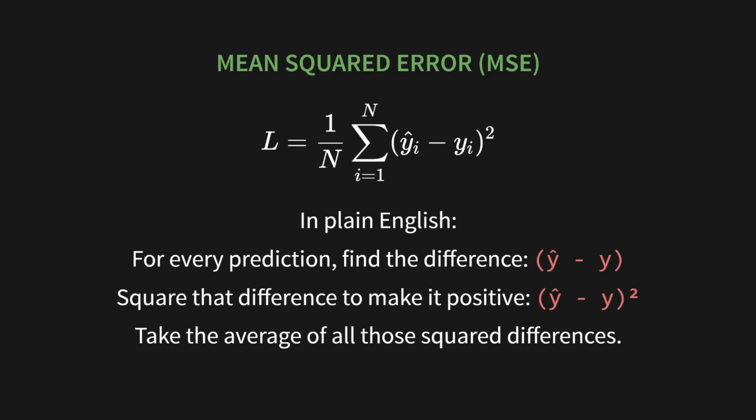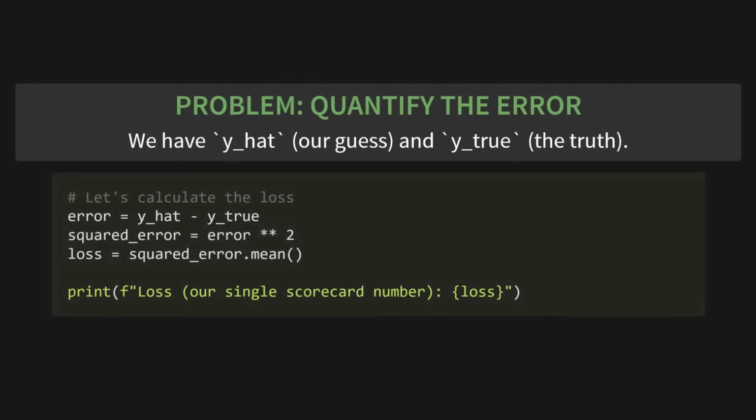Let's translate that directly into code. As you can see, we have our y_hat, our guess, and y_true, the truth. First, we calculate the error, which is just y_hat minus y_true. Next, we get the squared error by taking that error to the power of 2. Finally, our loss is just the squared error dot mean. Now let's print it out. Print loss. Our single scorecard number is loss.